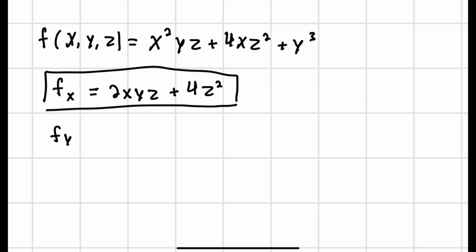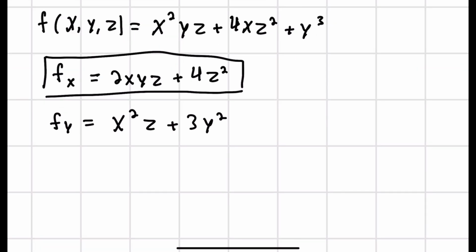So now let's find the partial derivative in respect to y. So for our first term, the derivative of y will simply be 1. So we have x squared times z plus the derivative of the second term, since it has no y variables, it means the derivative of that would be 0. And finally, for our last term, the derivative of y cubed will be 3y squared. And if we get rid of the 0, our final answer would be x squared times z plus 3y squared.